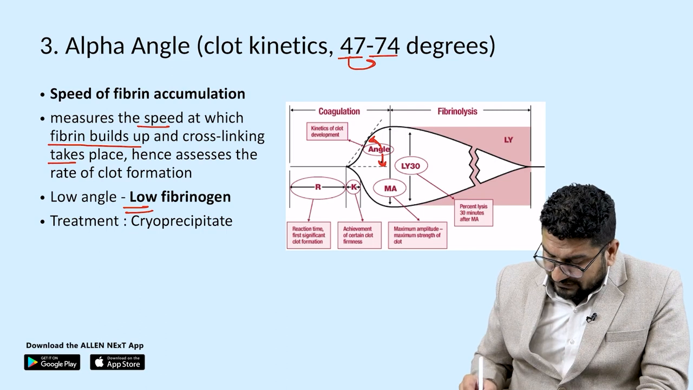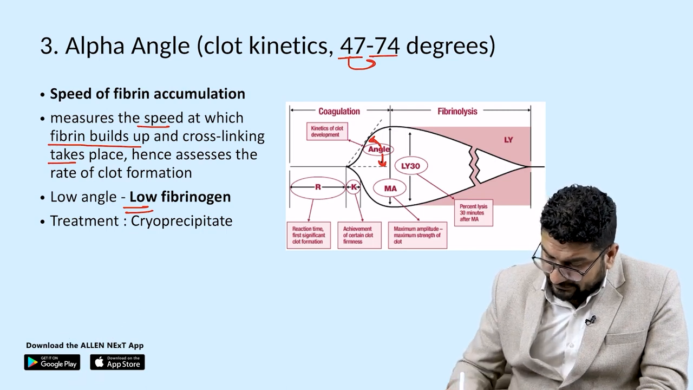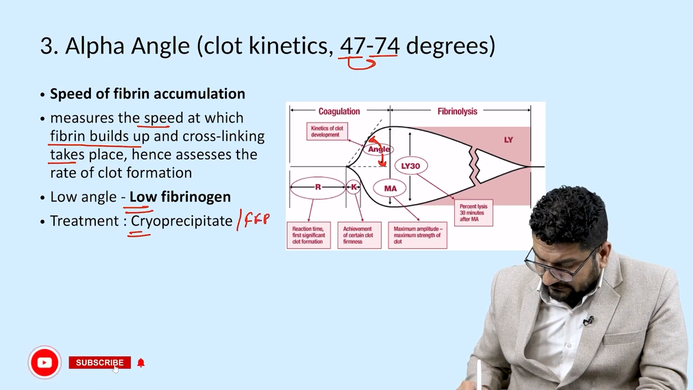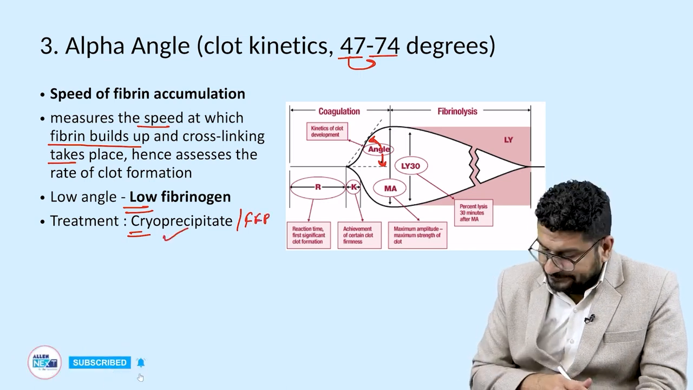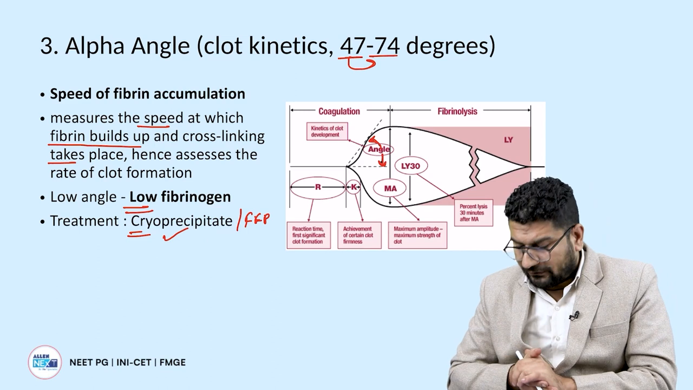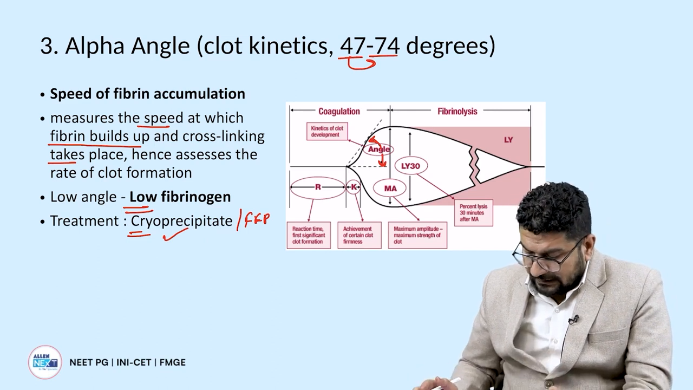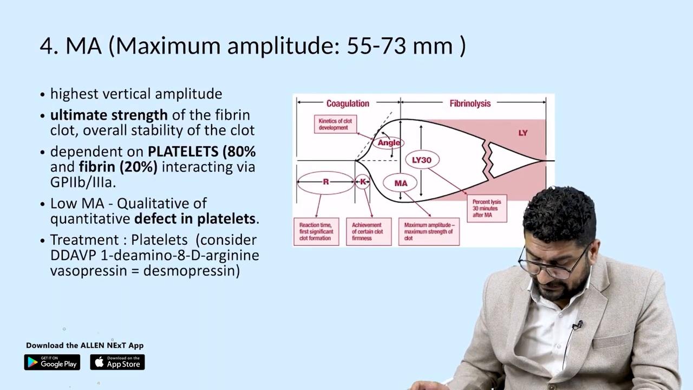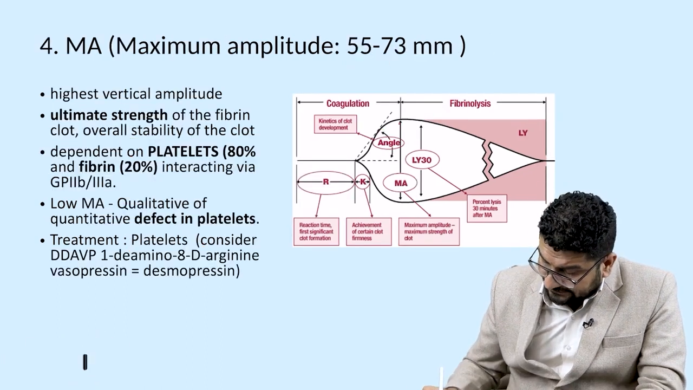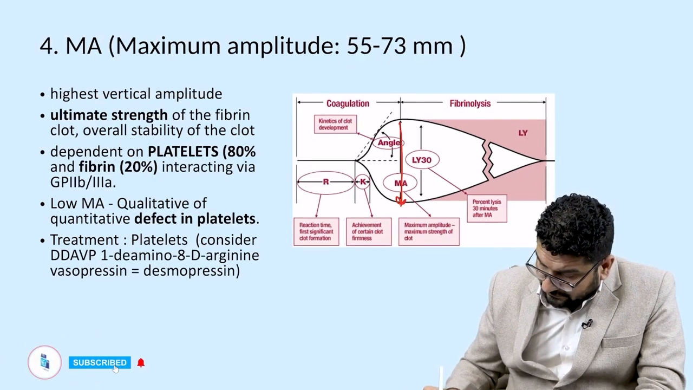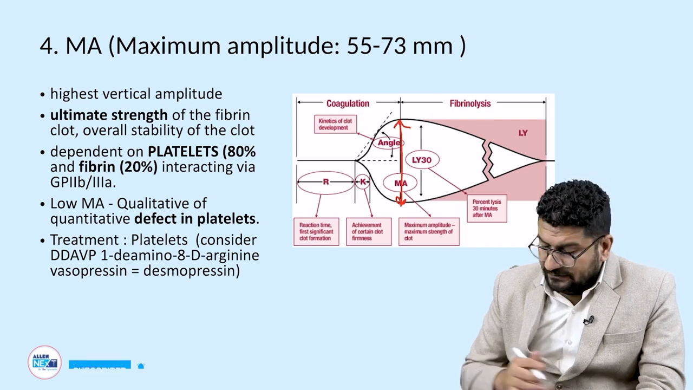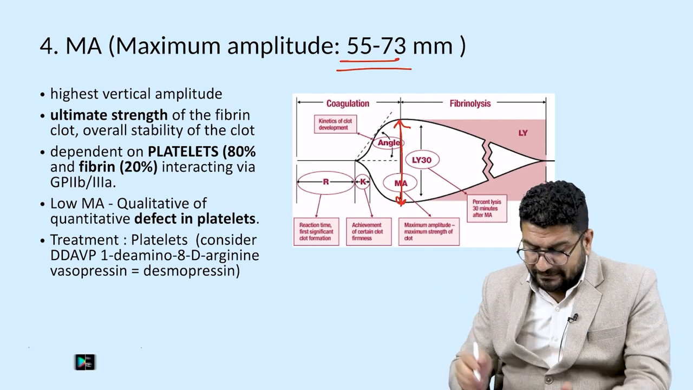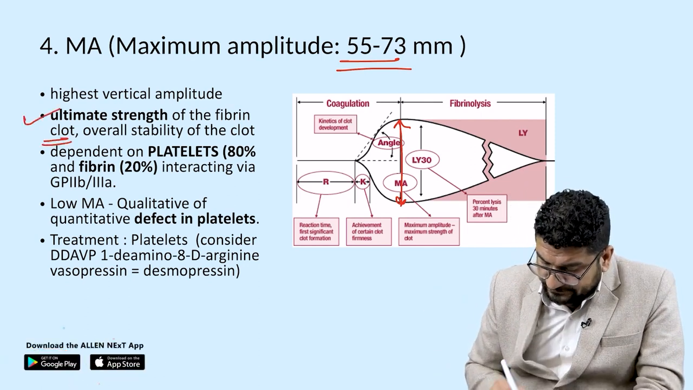So again, fibrinogen is low, so here also what will you give? Cryoprecipitate. FFP also we can use, but better is cryoprecipitate. Clear? If it is not available, then you can use FFP. Now understand, when the clot reaches its maximal amplitude, its maximal height, the highest vertical amplitude, this height is what we call MA, and it is normally 55 to 73 mm. So here you will see maximal strength, meaning the ultimate strength of the fibrin clot.